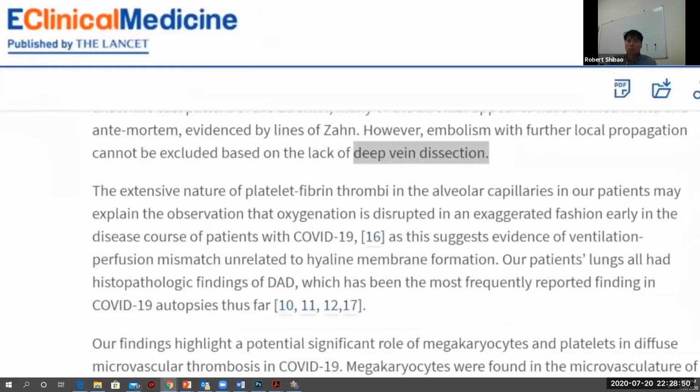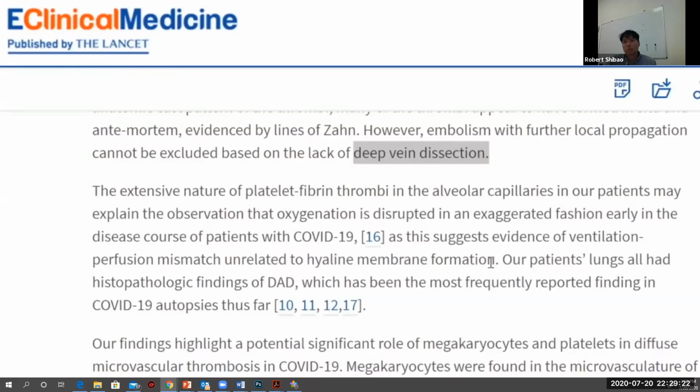They go on to say that the extensive nature of platelet fibrin thrombi in the alveolar capillaries in our patients may explain the observation that oxygenation is disrupted in an exaggerated fashion early in the disease course of patients with COVID-19, as this suggests evidence of ventilation perfusion mismatch unrelated to hyaline membrane formation. What are they saying here? They're saying that, yeah, the alveolar membrane thickens, but that's probably not the problem and the cause of why we're getting oxygenation issues.